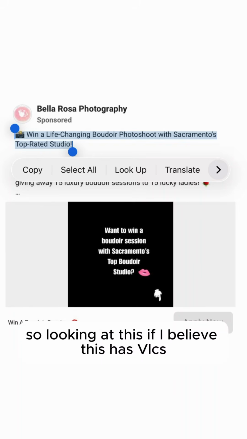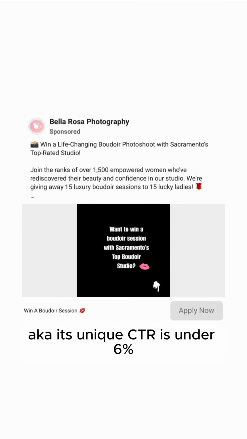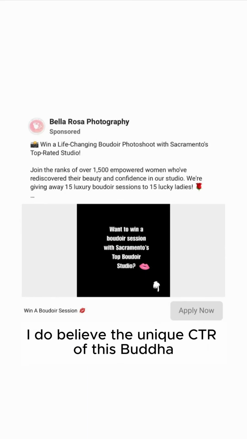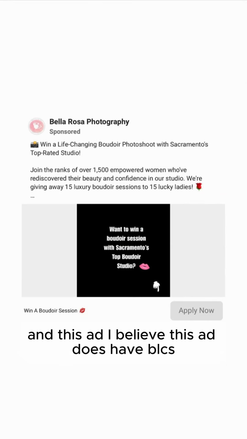So, looking at this, do I believe this has BLCS, aka its unique CTRL is under 6%? Looking at all the things that I've pointed out, yes, I do believe the unique CTRL of this Boudoir Facebook ad is under 6%, and I believe this ad does have BLCS.